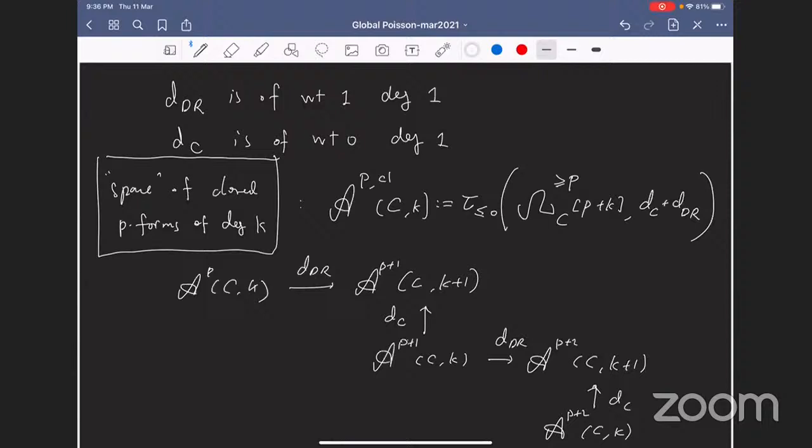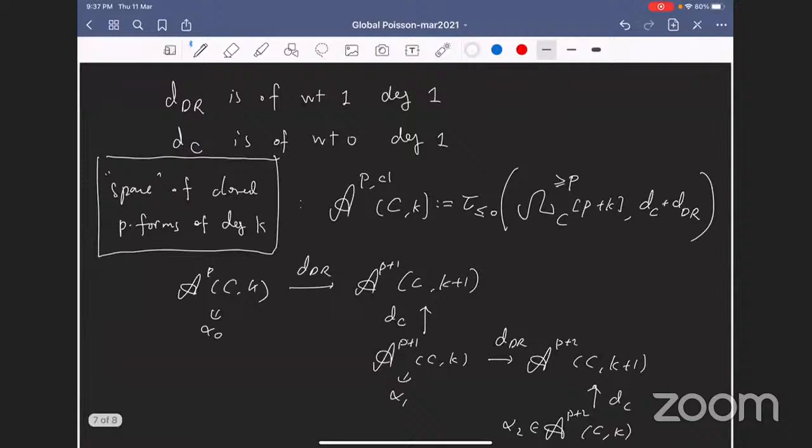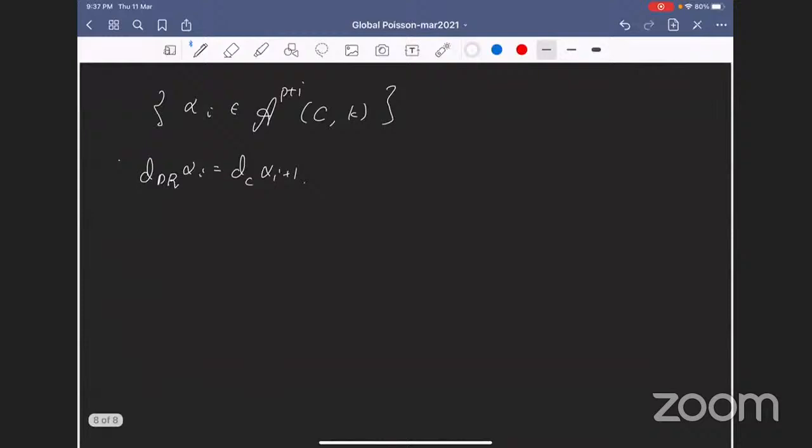Okay, so an element satisfying the closed condition is as follows. If I take elements alpha_0, alpha_1, alpha_2, and so on, such that alpha_i belongs to A^{p+i}(C, k), then a closed p-form is a collection of such elements satisfying the following sequence of equations: d_dR of alpha_i is equal to d_C of alpha_{i+1}. This is what we get from the definition. Of course there is an initial index zero, but on the right-hand side the index increases to infinity, an infinite sequence. From the definition, we immediately get the following map. Of course, we have a map from Omega^{≥p} to Omega^p.